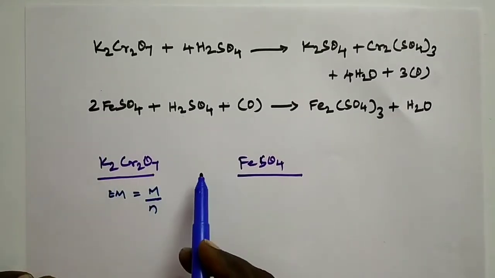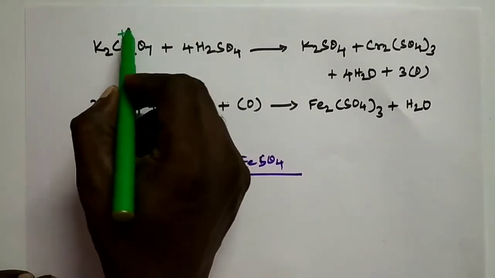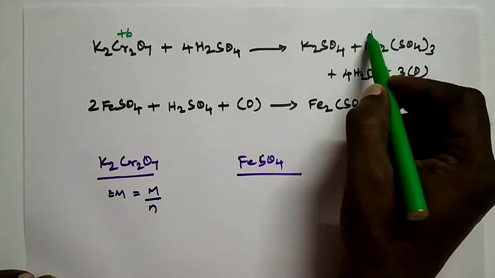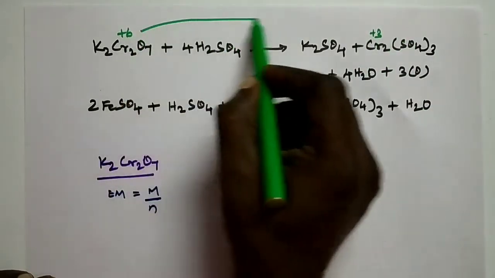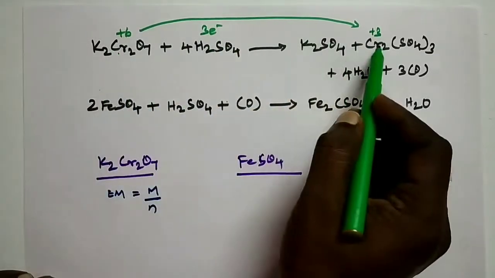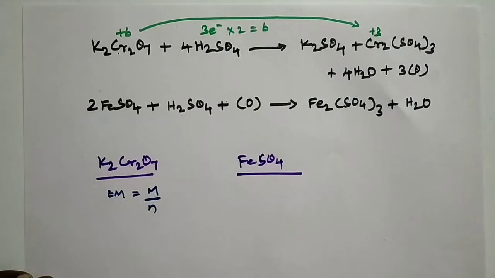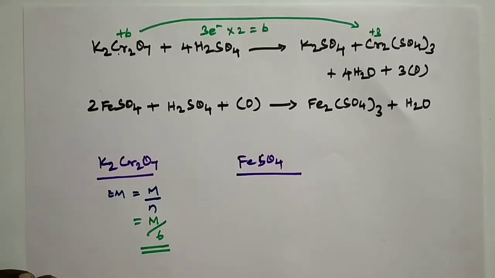What is N here? Here chromium is plus 6, here chromium plus 3. So that means 3 electrons. But there are 2 chromiums on both sides, so into 2 is equal to 6. N is equal to 6. So M by 6 is the equivalent mass of potassium dichromate.